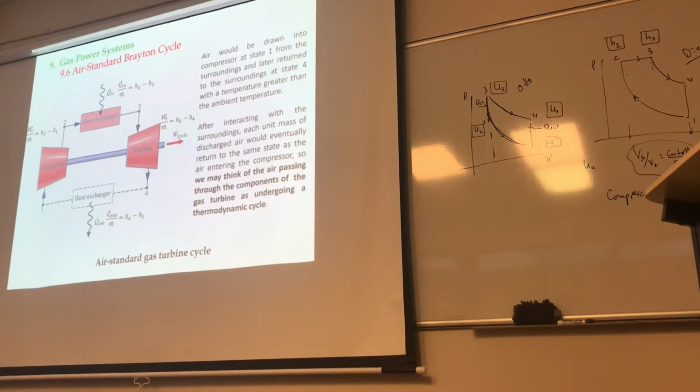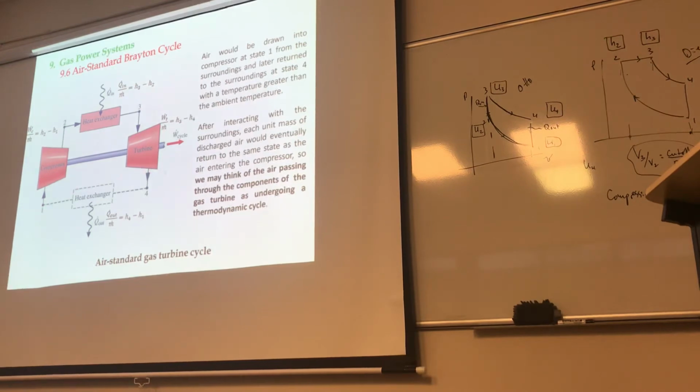So what do we have? Air would be drawn into the compressor at state number 1. So the compressor is always state number 1. From the surroundings, and then later returned to the atmosphere at state 4 with a temperature greater than the ambient temperature. So after interacting with the surroundings here, each unit mass of discharged air would eventually return to the same state as the air entering the compressor.